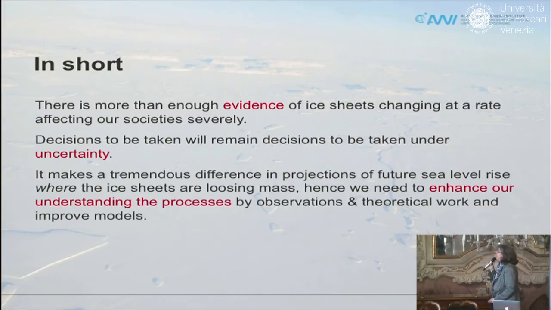And last but not least, it makes a tremendous difference in the projections where the Greenland ice sheet is losing mass. So it's important that we investigate the processes more, by doing observations either in the field or with satellites. We need more theoretical studies, for example, for sliding. Sliding is a very poorly described process. And we need to improve our models, that's for sure. So that's my take-home message. There is the evidence. It's always a decision that is taken under uncertainty, and the understanding of processes needs to be improved. Thank you.